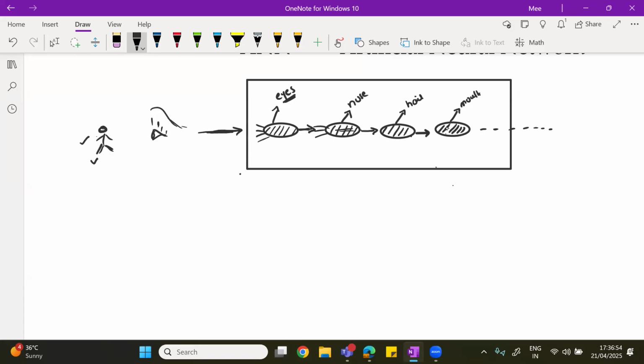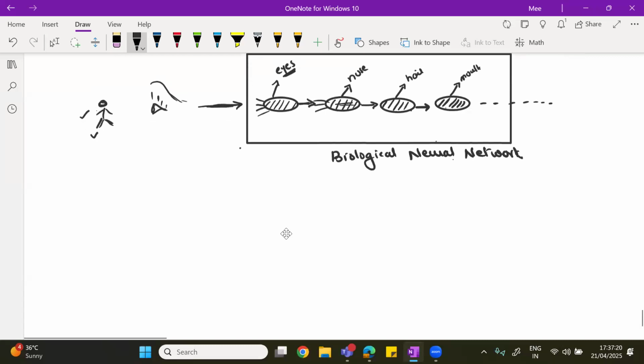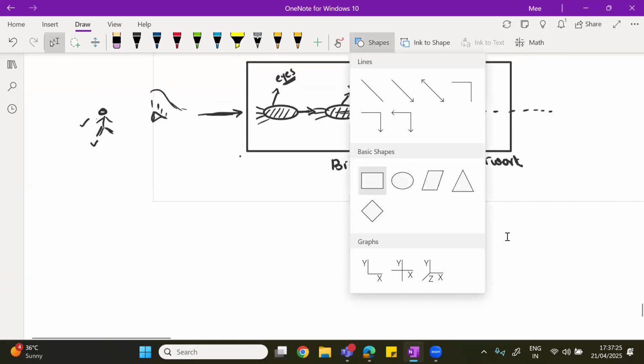We call it a biological neural network. Based on this, we will build our artificial neural network. This is the artificial version of this neuron. Let's keep 4 neurons over here like this. These are the 4 neurons.